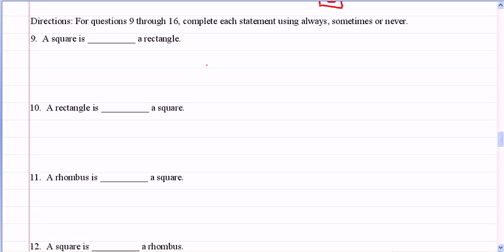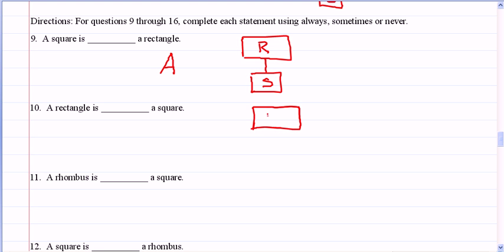For questions 9 through 16, complete each statement using always, sometimes, or never. So a square is blank a rectangle. So again, I draw a rectangle, and then underneath it I draw a square, and a square has all the properties of a rectangle. So this is always. For number 10, a rectangle is blank a square. So same picture, we have the rectangle and the square, and the only way for a rectangle to be a square is if we have 4 equal sides. So this is only sometimes true.